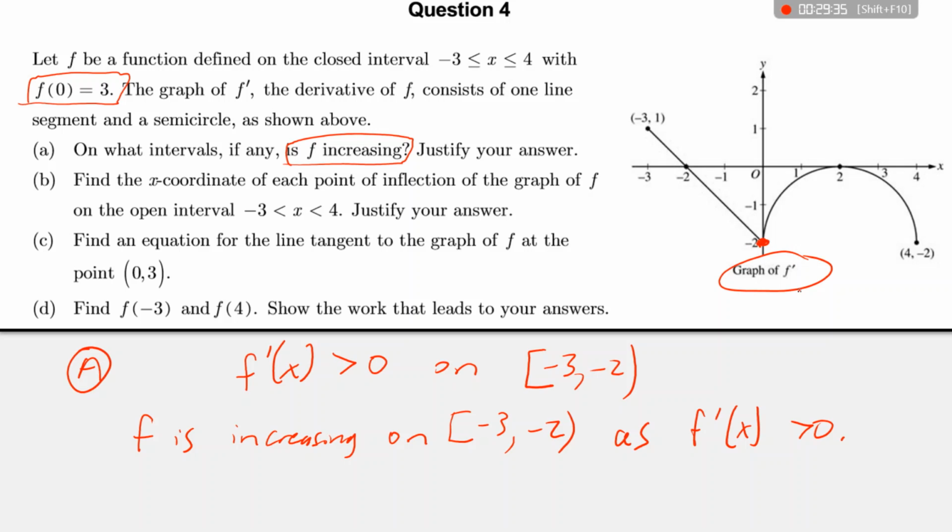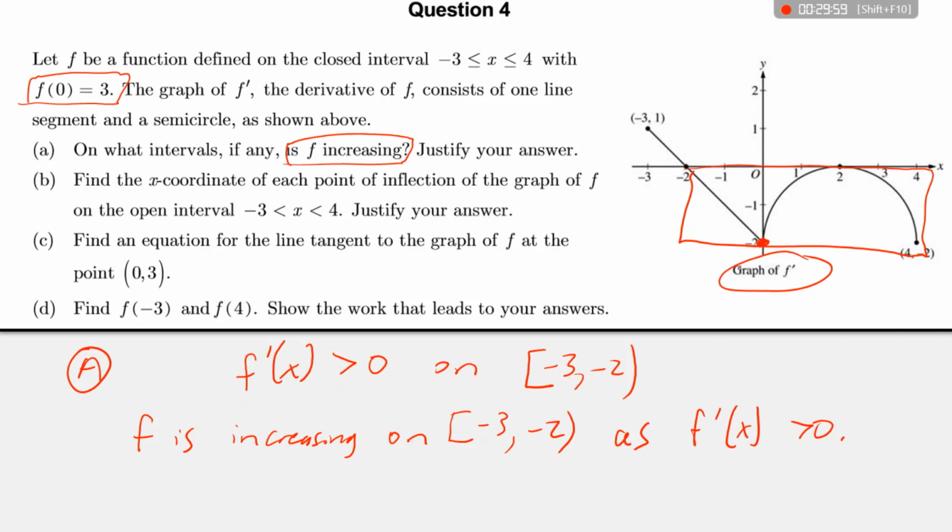This graph is f prime already. So that means we're looking at the y value of what they gave us in the graph. If the y value is positive, then my original f would be increasing. If the y value is negative, then my original f would be decreasing. So my original f is decreasing for all of these values because my y value of f prime is negative.